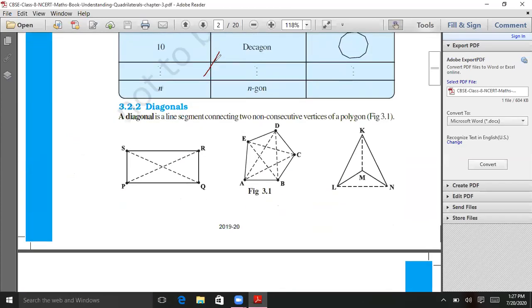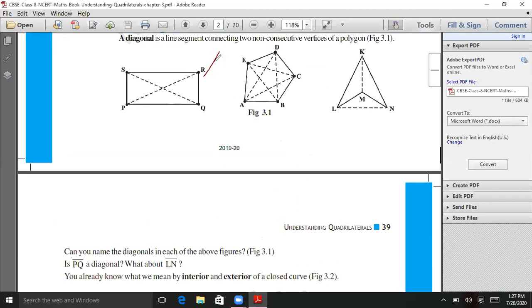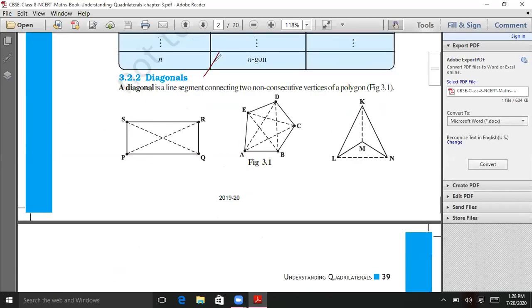Diagonals. Let's move to the diagonals now. You can see here, what are the diagonals here? A diagonal is a line segment connecting two non-consecutive vertices of a polygon, right? If we join the two opposite vertex of the polygon, we say that a diagonal. So I hope the diagonal is clear now. Diagonal is when we join the opposite vertices of the polygon, called its diagonal.